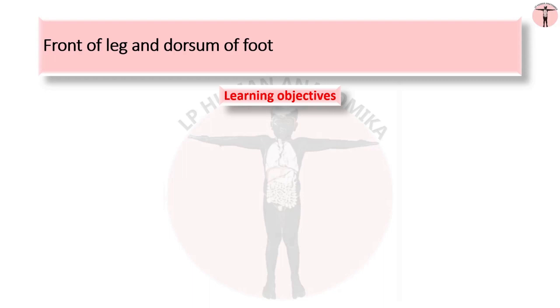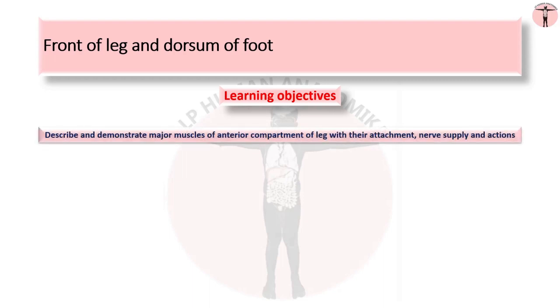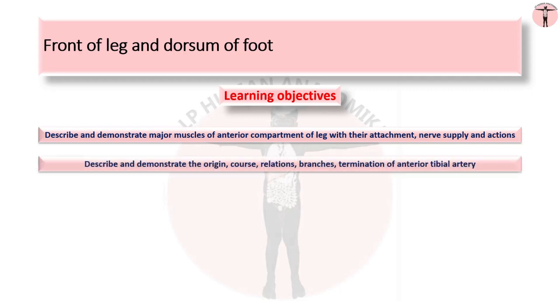The learning objectives of this session are: describe and demonstrate major muscles of anterior compartment of leg with their attachments, nerve supply and actions. Describe and demonstrate the origin, course, relations, branches, termination of anterior tibial artery.